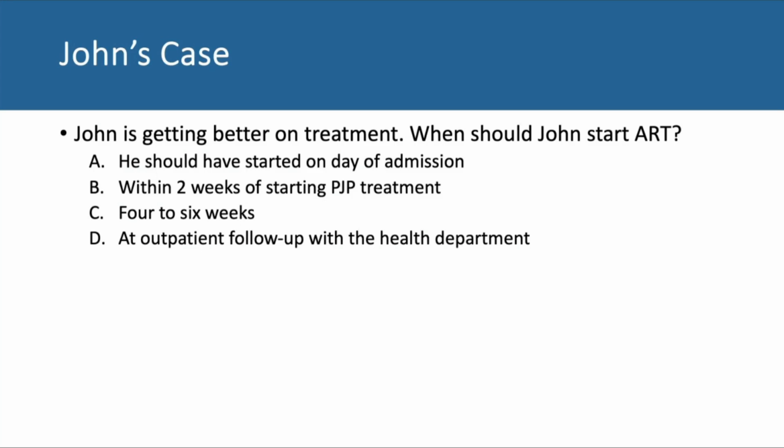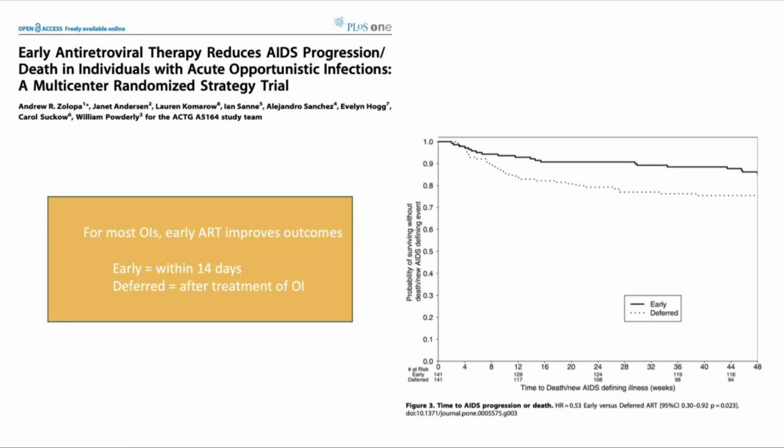The correct answer is that for someone with PJP, you should start antiretroviral therapy within 2 weeks of starting PJP treatment. You don't necessarily need to start it the day they're walking in the door. Ideally, we would not wait until after discharge and make sure they follow up at the health department prior to starting it, though sometimes circumstances lead to that.